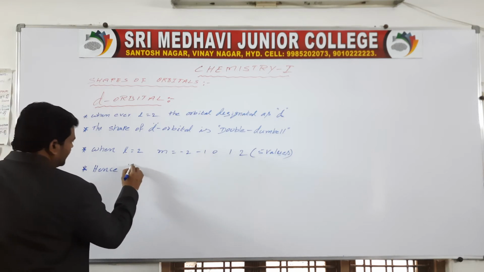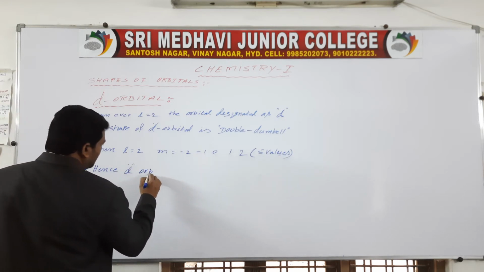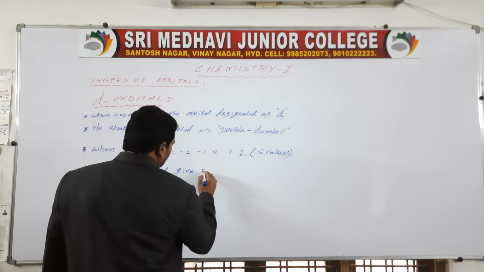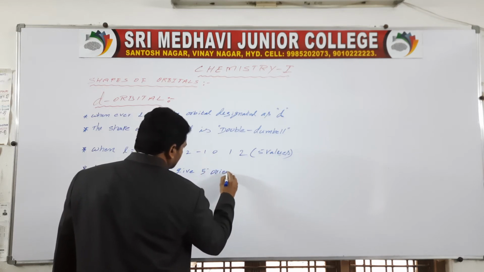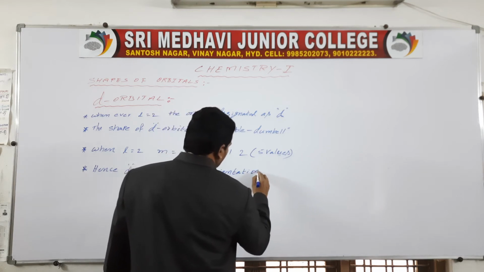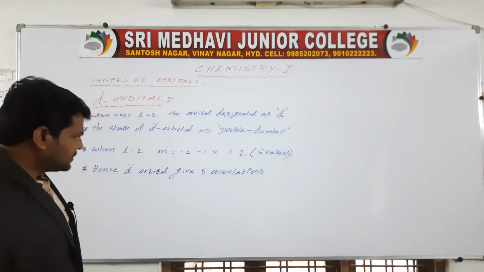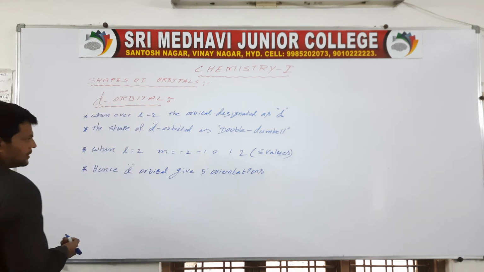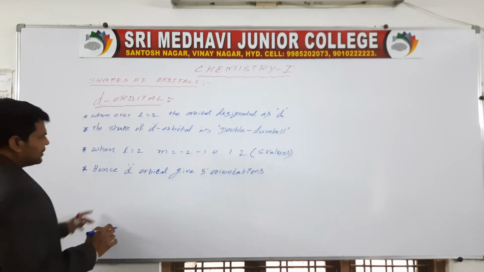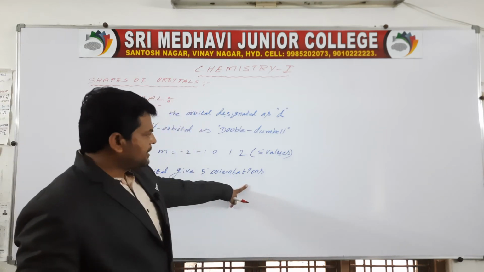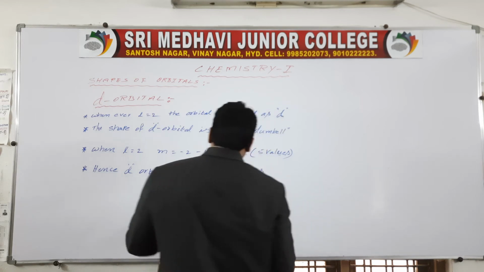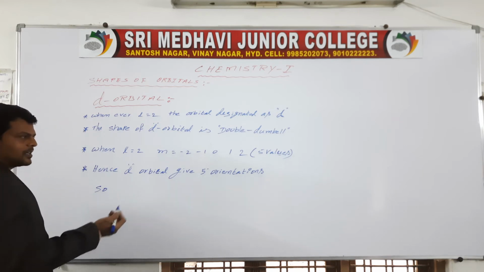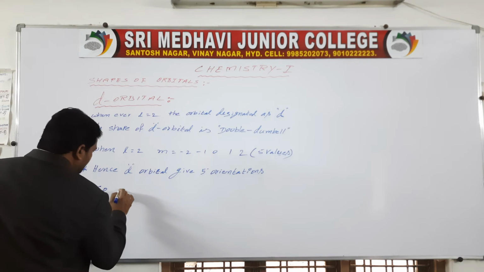Hence, the d orbital gives 5 orientations, forming 5 orbitals. So 5 degenerate orbitals are formed.